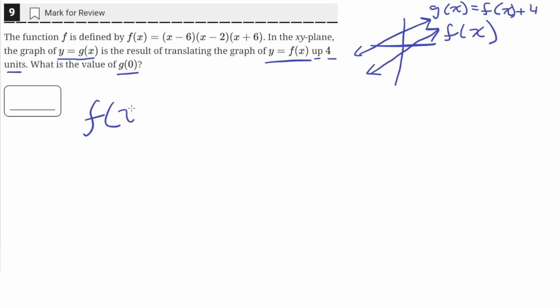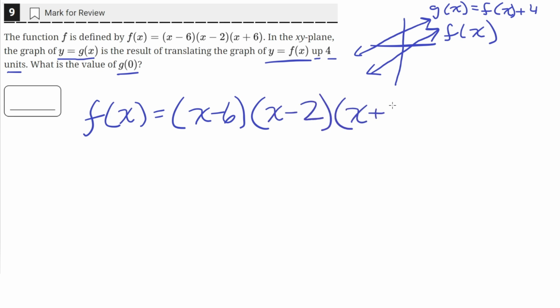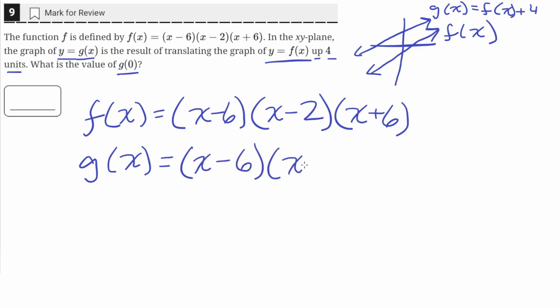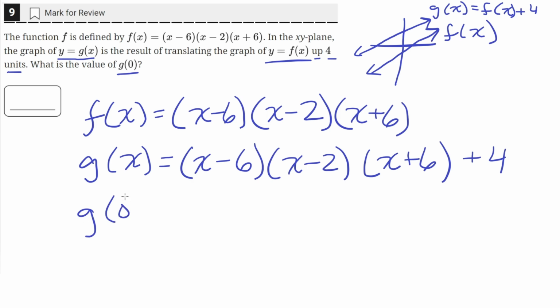So f of x is equal to x minus 6, x minus 2 times x plus 6. So then g of x is just equal to f of x plus 4. So g of x is just x minus 6 times x minus 2 times x plus 6 plus 4. Okay, so now we can find the value of g of 0, now that we have the equation for g of x. So g of 0 is just the value of g of x when x is equal to 0.